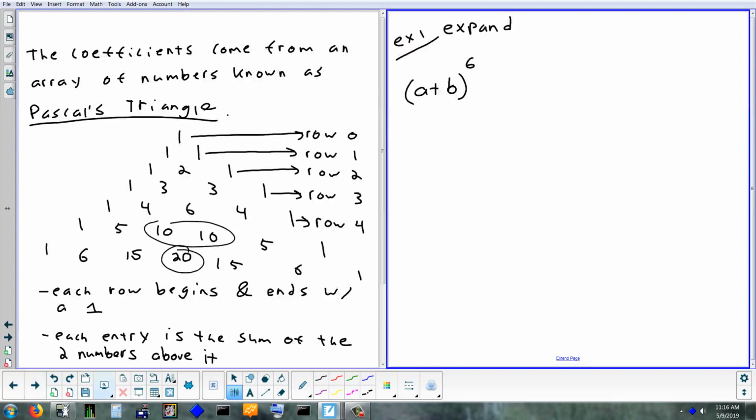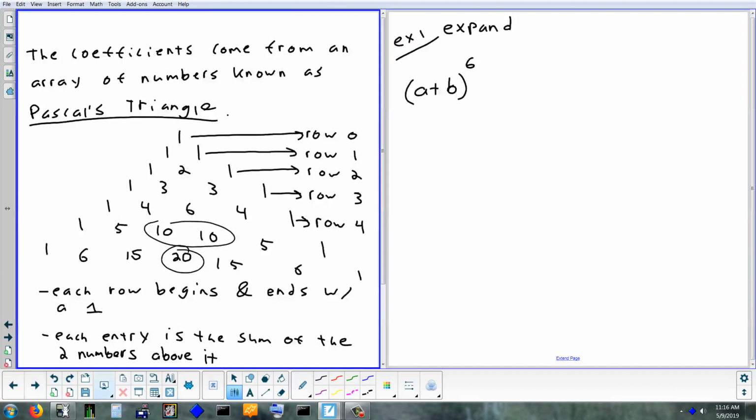Okay, so let's do a plus b to the 6th. That's not that bad. We've got the triangle already done to 6 rows. So let's see what we can do.